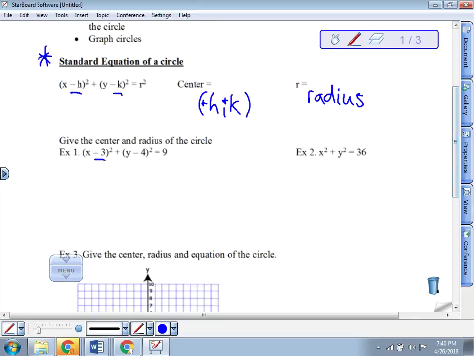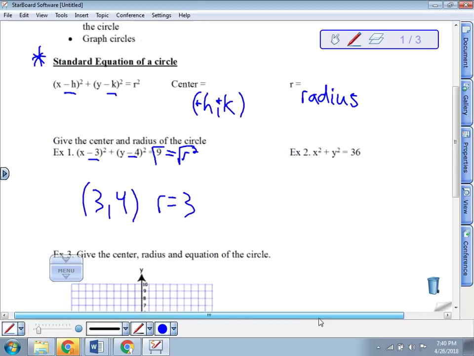Well, it's x minus 3. Well, that's our x value of our center, so it's going to be 3. And then it's y minus 4. Since it's minus, I know that's positive 4. And now again, this equals 9, which is the radius squared. So I want to take the square root, so the radius equals 3. Pretty straightforward.